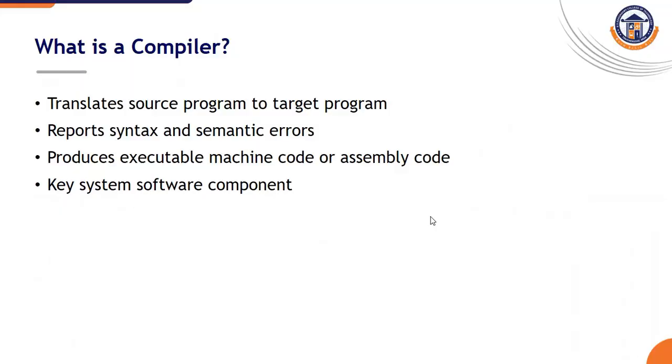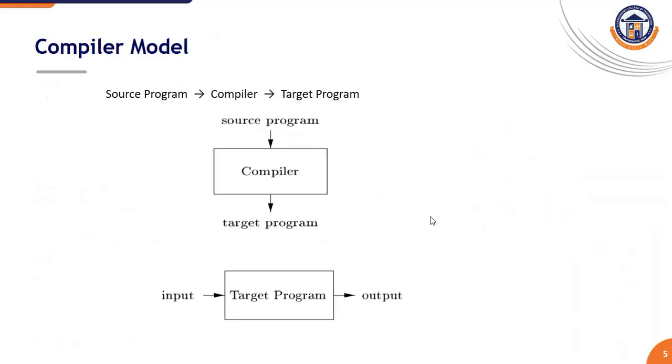Then what is a compiler? Compiler translates source program into target program. It also reports syntax and semantic errors in the source programming language during the compilation process. It produces executable machine code or assembly level code as an output. It is one of the system software components. This one gives the compiler model. So compiler takes source program as an input and produces target program. So input can be given to target program, then output is generated from the target program.